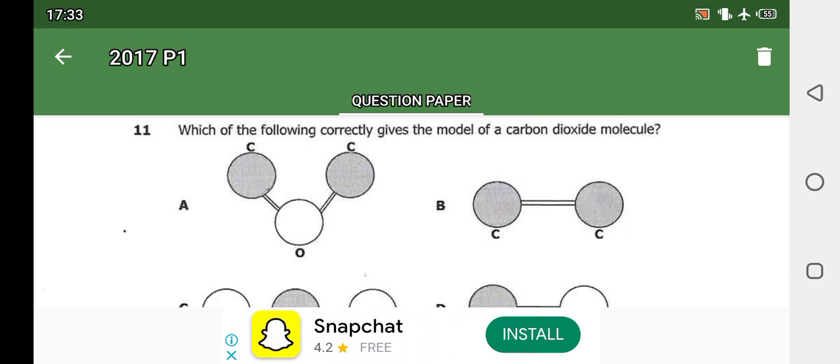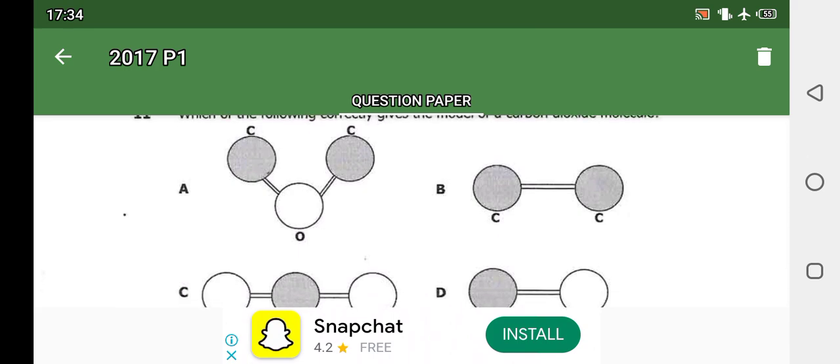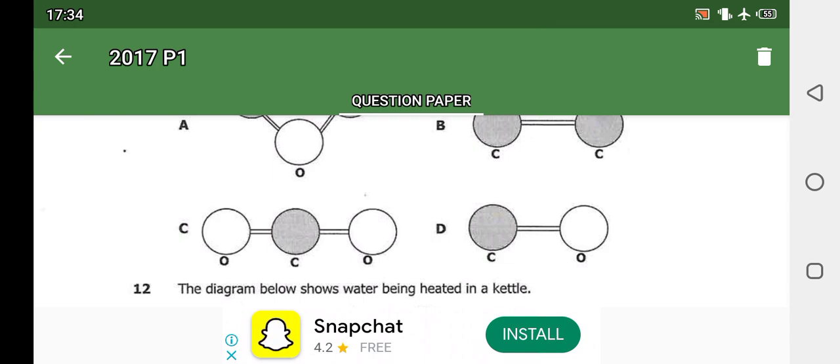Which of the following correctly gives the model of a carbon dioxide molecule? Just by the word carbon dioxide molecule, meaning we should have what? One carbon, di meaning two, oxide meaning oxygen, which means two oxygen, one carbon. So A, no, B, no, D, no, C is correct, because we have one carbon in between and two oxygen behind, and mind you, these are diatomic molecules.